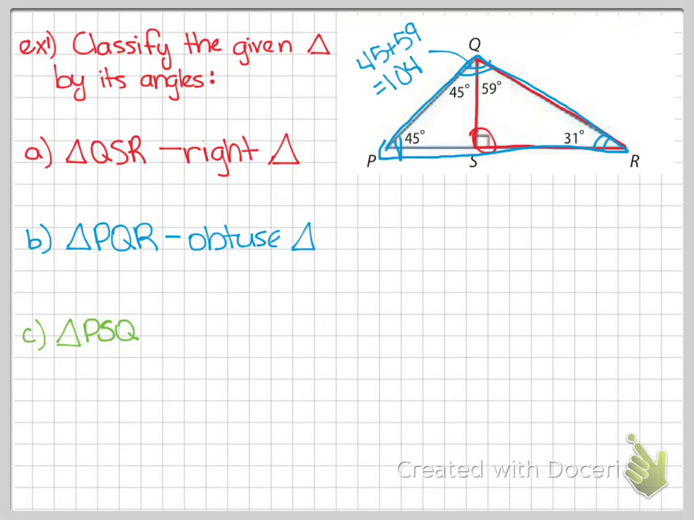Alright, let's look at the last one. Let's look at that green triangle, triangle PSQ. That is this green one here. If you see, we've got two angles of 45. We don't know what this angle is, but we know it's supplementary to that 90-degree angle over here. So that means that this angle also has to be 90. So triangle PSQ is also a right triangle. So that is classifying triangles by their angles.